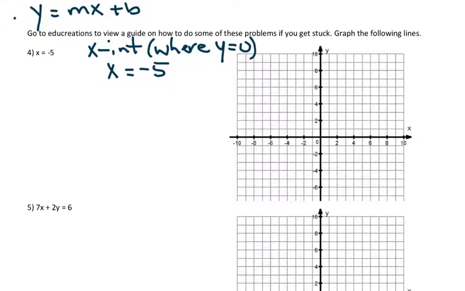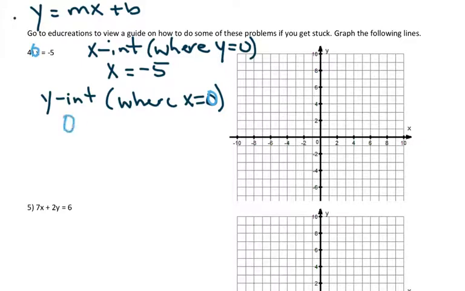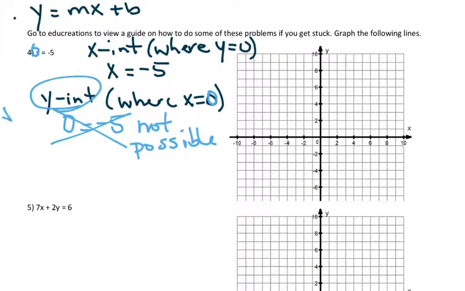And to find the y-intercept, you plug in 0 for the x, but if you plug in 0 for the x, right here, we would end up with 0 equals negative 5. And that obviously does not work. So that means that there is no y-intercept.